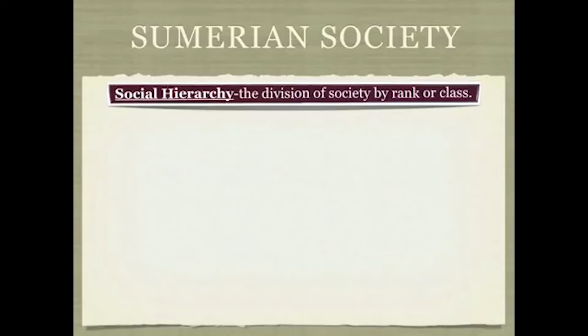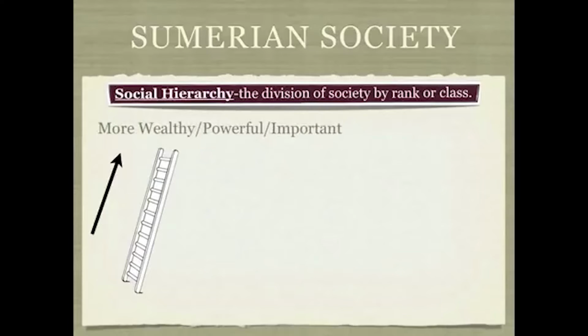The people who lived in Sumer were divided by rank or class. This system of social division is called a social hierarchy. Think of it like a ladder. The closer you are to the top of the ladder, the more wealthy, powerful, and important you are. But as you move down the ladder, you become less wealthy, powerful, and important.